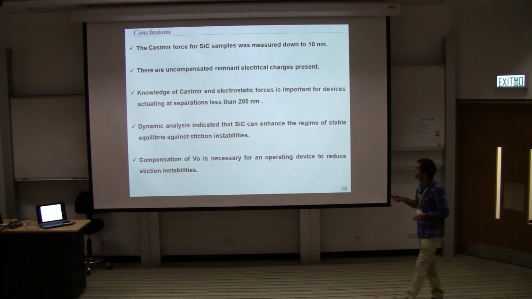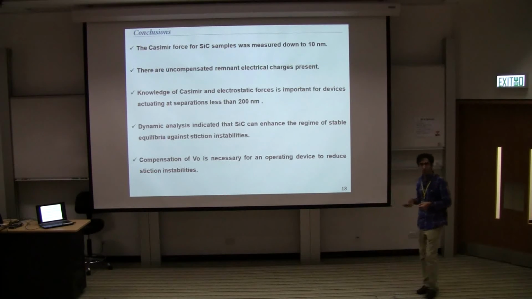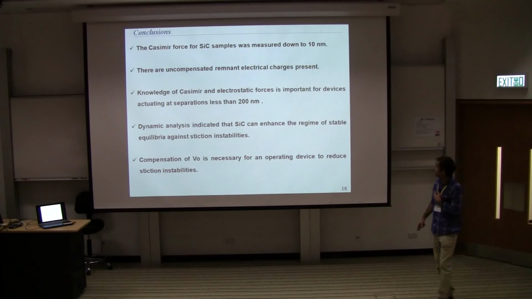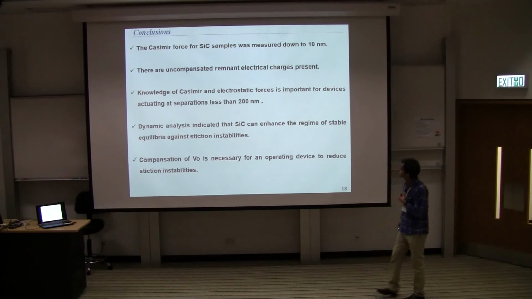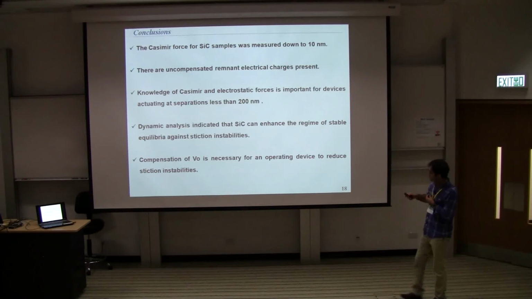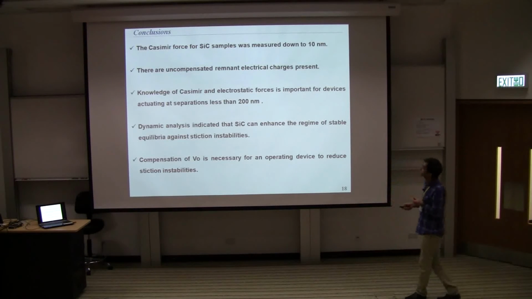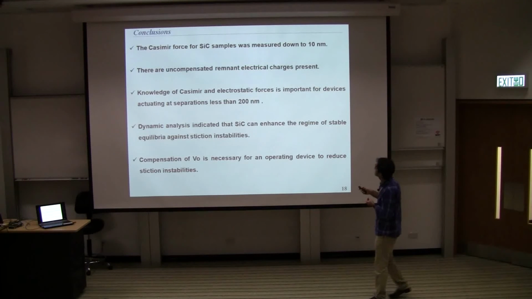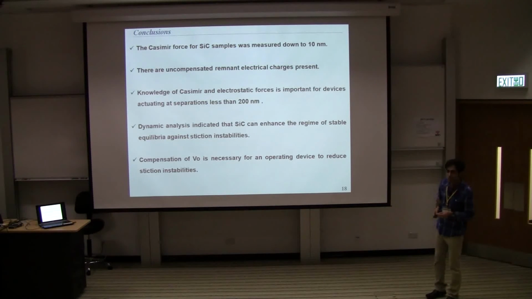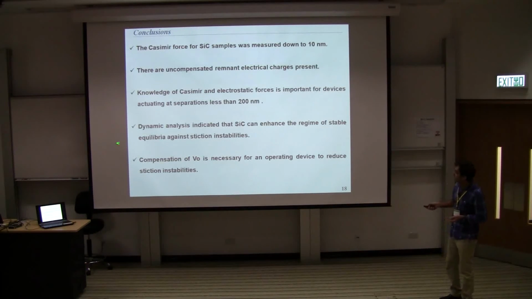So in conclusion, we made the first quantitative Casimir force measurement for a silicon carbide sample, down to 10 nanometers, because we used very smooth surfaces. We saw that there is always uncompensated remnant electrostatic charge present on the sample, and that knowledge of both the Casimir and electrostatic forces is important for device actuation in the range below 200 nanometers, if the Casimir force is to have a dominant role.